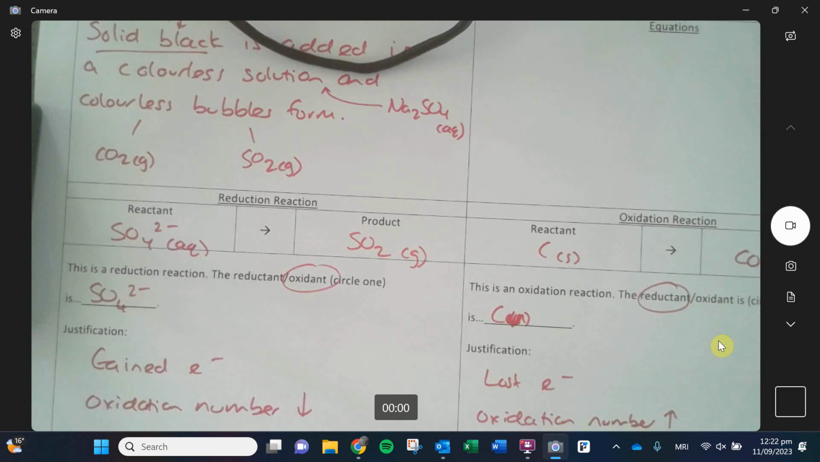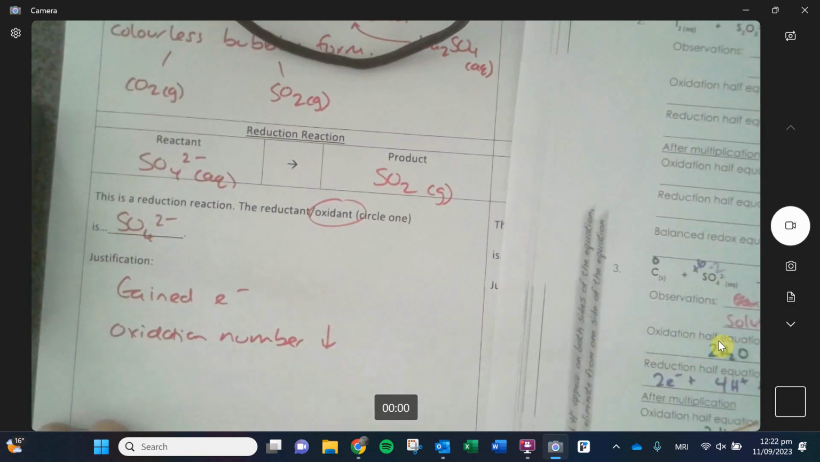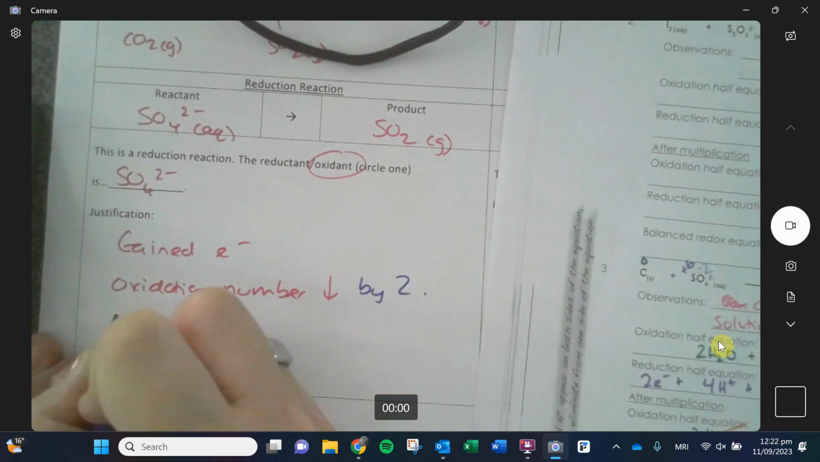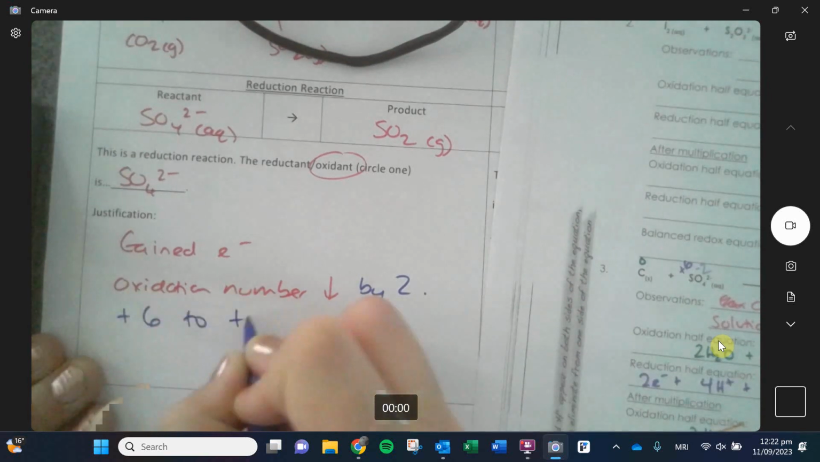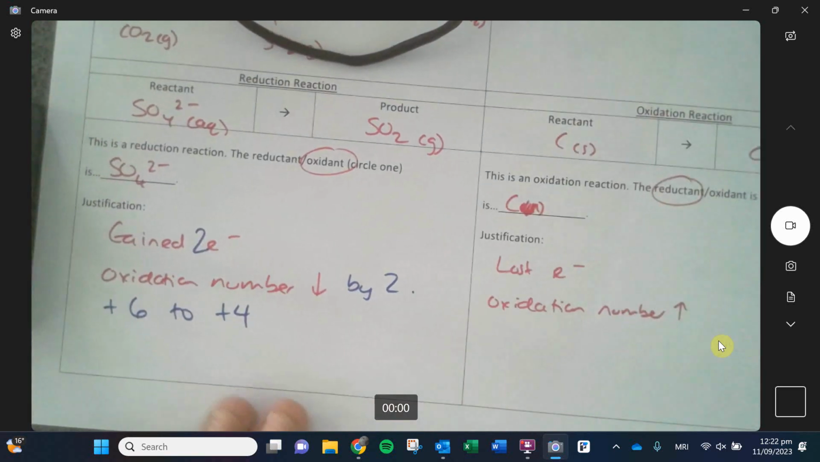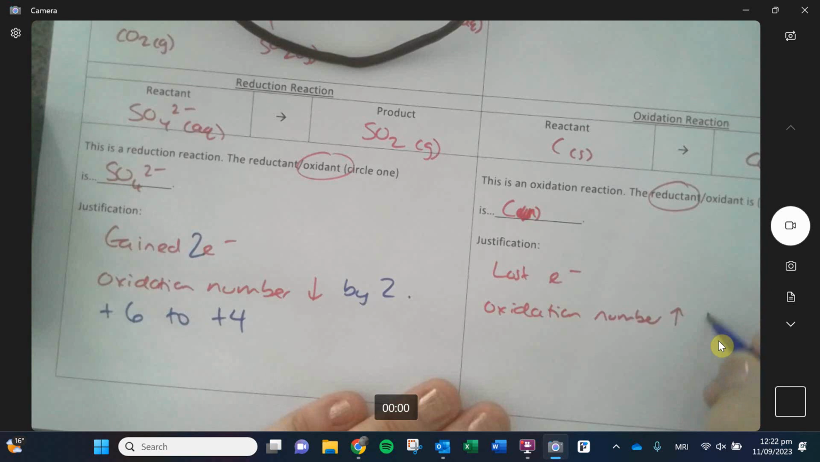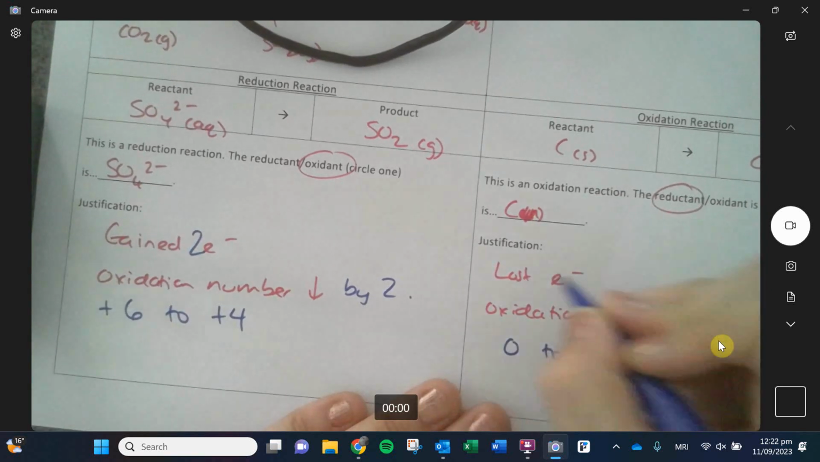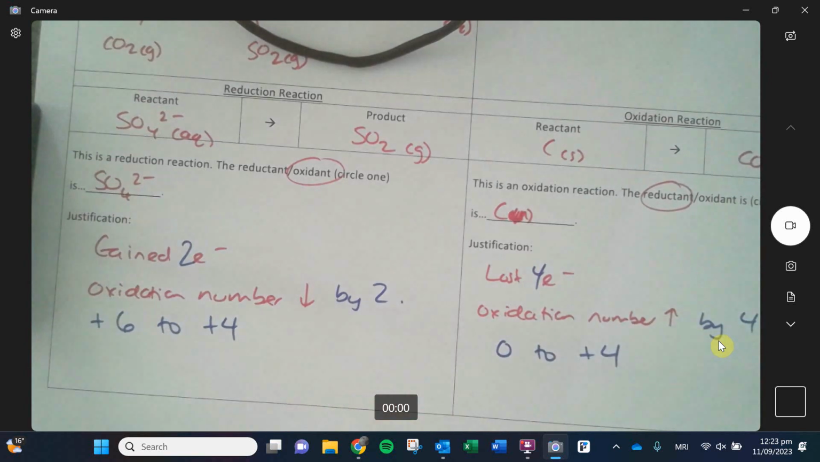Just watching the time. I'm going quite quickly because I'm mindful that the bell's going to go. All right, if I want to get this up to a merit level, I need to start talking about oxidation numbers and specific number of gain of electrons or loss of electrons. We've done this on the previous page, so I'm just transferring it over. We notice that this one, the oxidation number is decreasing by 2. We've gone from +6 to +4. This has gained 2 electrons. On this side here, the oxidation number has increased by 4. We've gone from 0 to +4. We have lost 4 electrons. So that detail is required for the merit.